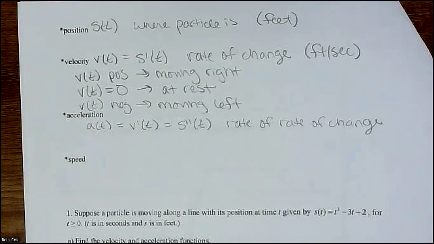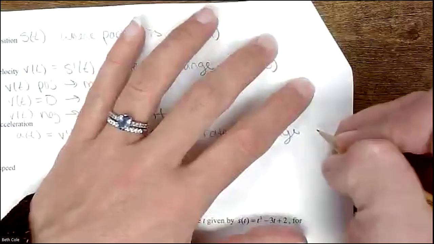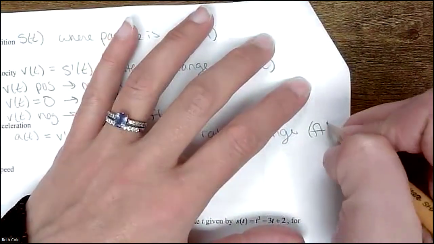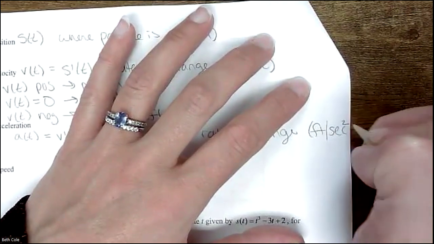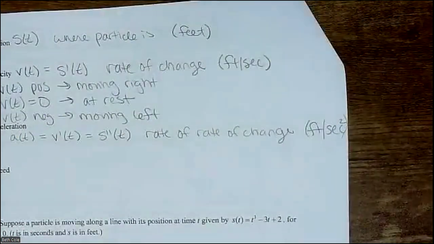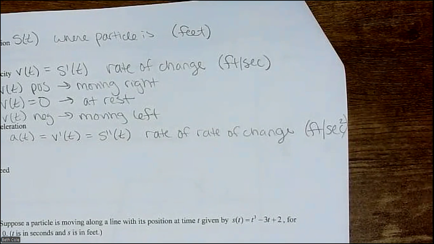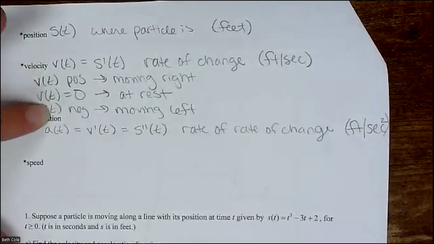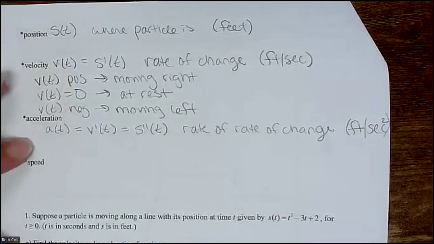What's an example of units? I'm going to ask all my physics people. So we had feet per second. When you do a rate of a rate, does anyone know? It's feet per second per second. So we usually write feet per second squared. I'm sorry, I ran into the side of the paper there, but you can write feet per second per second if you want to. I prefer writing the squared because it's shorter. And I'm going to do the same thing with acceleration that I did with velocity, with positive, 0, and negative.